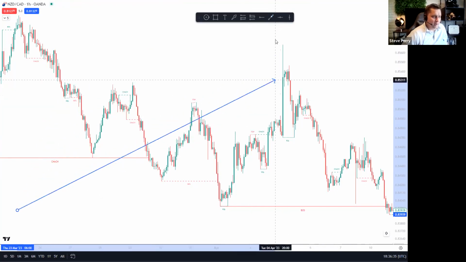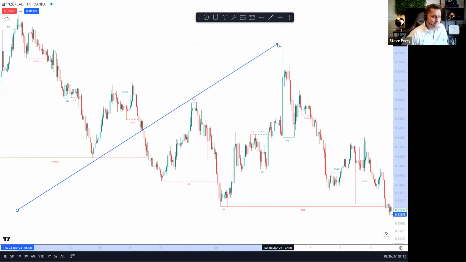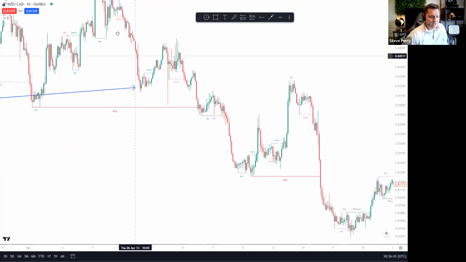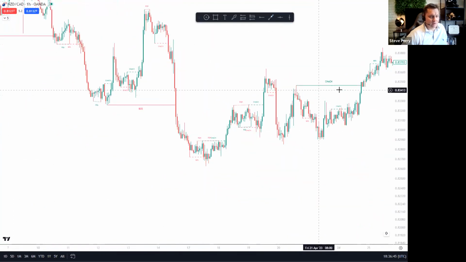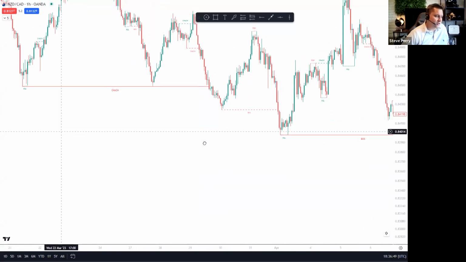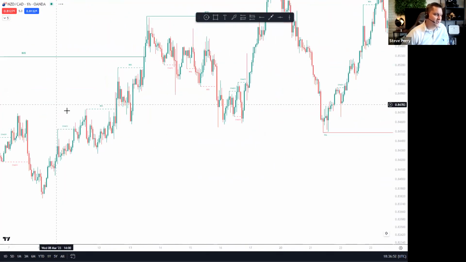But anyway, it comes up, sells off, as you can see here, sells off, and continues until here, and then it changes directions. So far, so good. Most of these have been pretty significant.